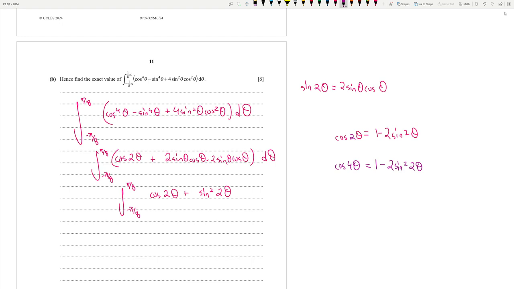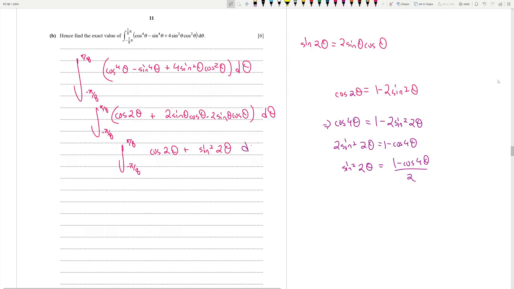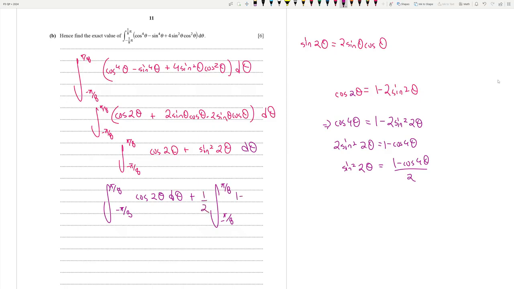So if you make this the subject, 2 sine squared 2 theta equals 1 minus cos 4 theta. So sine square 2 theta is actually 1 minus cos 4 theta divided by 2. This is it. This was a bit challenging actually. So let's just substitute this inside. I'm gonna break it down into 2 parts, it's gonna be easier for me to do. I'm gonna take the half outside. Hopefully you guys understood. Awesome.